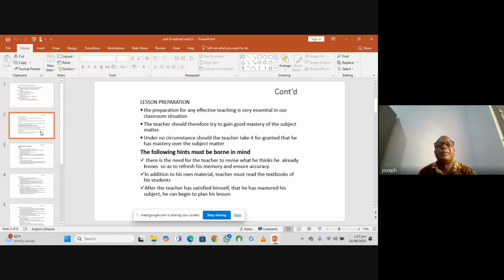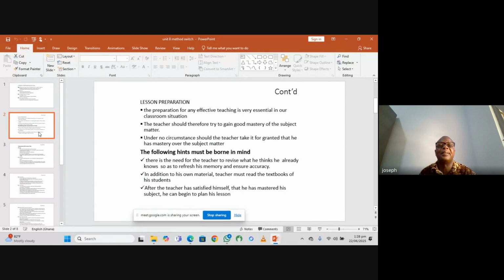The preparation for any effective teaching is very essential in our classroom situation. If you plan, you have done 80% of the work. When you are with the learners, it is just interaction between you and them. You know what to do as introduction, you know what to do as first objective, you know what to do as second, you know what to do as closure, you know the questions you ask and whatever. So planning is very, very important.